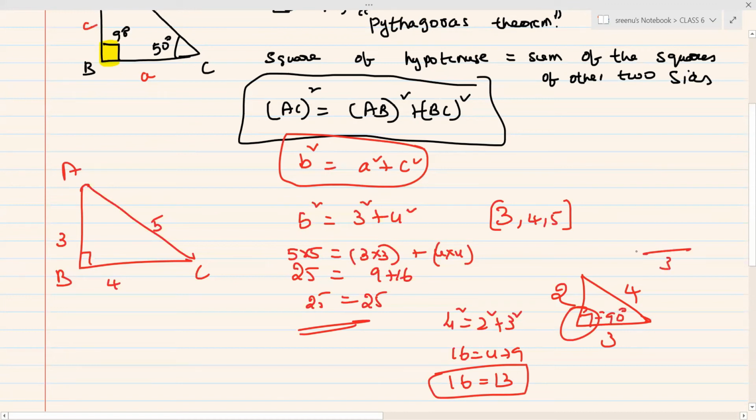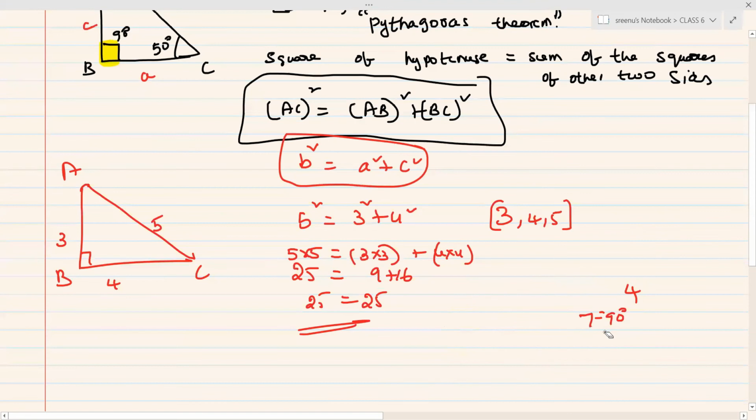Maybe if I take base 3 units and 2 centimeters like this, 4 centimeters like this, it may come like this. Maybe an obtuse angle or acute angle triangle. We don't get a right angle triangle. So the particular measurements which make an angle of 90 degrees are called Pythagorean triples or triplets. Pythagorean triplets.